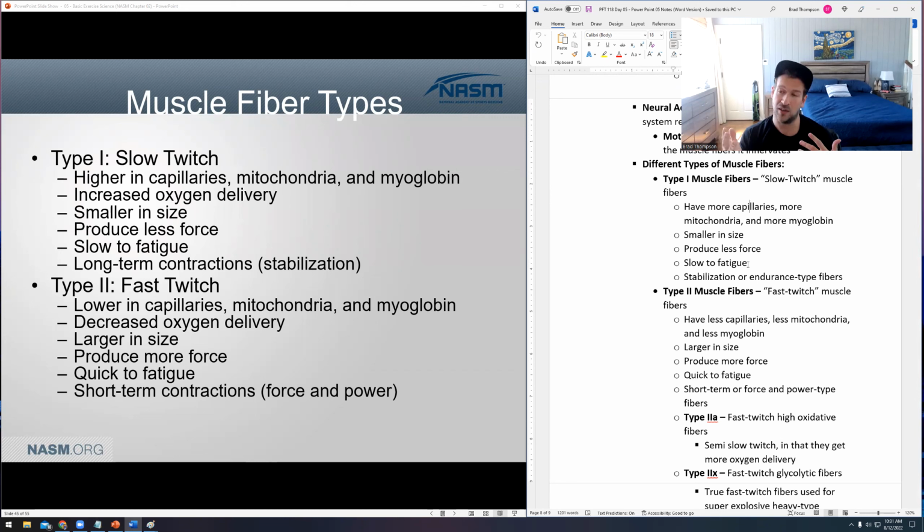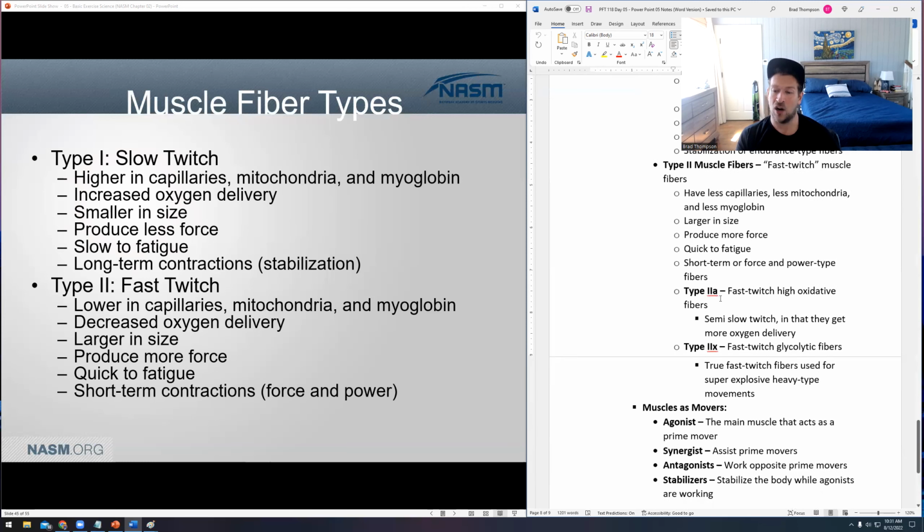So these are usually what you think of when you think of your cardio muscles. These are the muscles that you think of when you think of endurance or stabilization, right? All the muscles that are keeping you upright right now are slow twitch type 1 muscle fibers. All the muscles in my jaw that have been yammering on all day this morning, right? Those are all slow twitch muscle fibers.